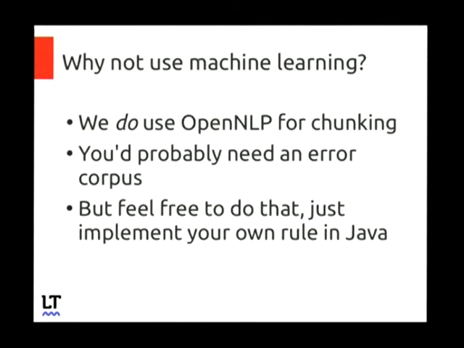You might also wonder, why don't you use machine learning and statistics and so on? First, we do use Apache OpenNLP for finding the chunks. And chunks is another name for phrases. So Apache OpenNLP gets us the noun phrases and verb phrases. And that's based on a statistical approach which has been trained. And we use it as a kind of black box to find those phrases.